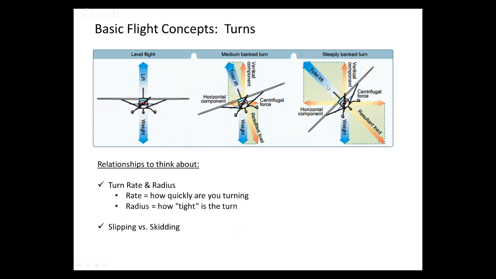On the lift side of the equation, you've got total lift. The wings are still generating lift perpendicular to the wing surface. And that lift can be broken out into a horizontal component and a vertical component. Vertical component acts straight up, opposite direction of weight. Horizontal component acts straight to the right in this example, opposite the centrifugal force. Okay, are you with me so far?